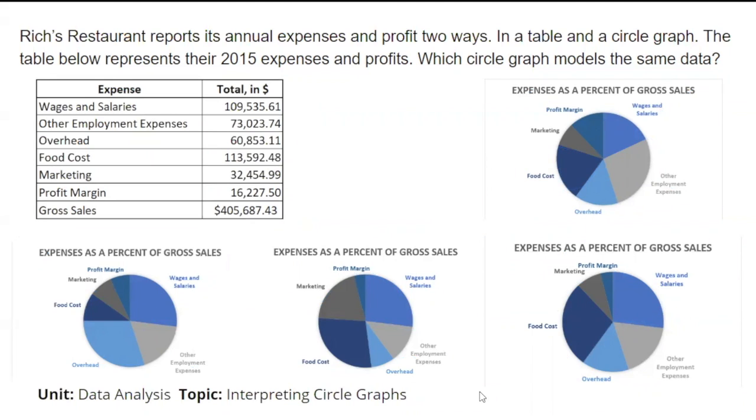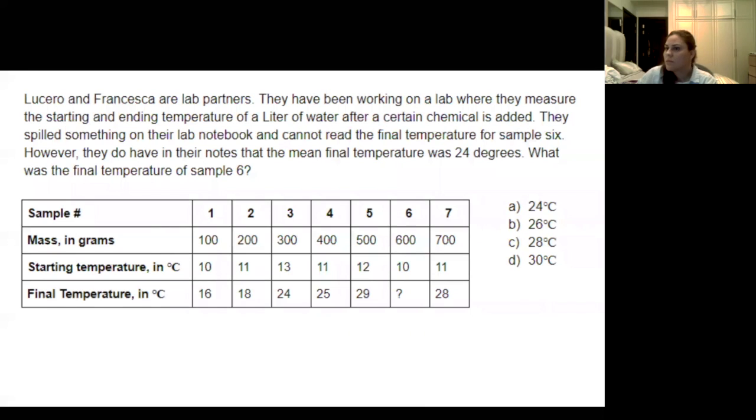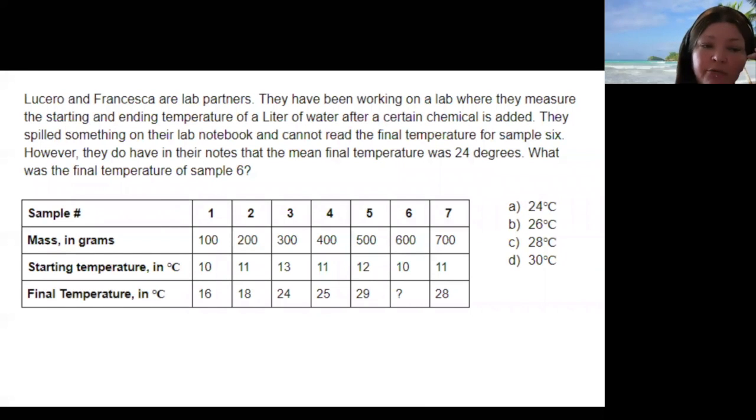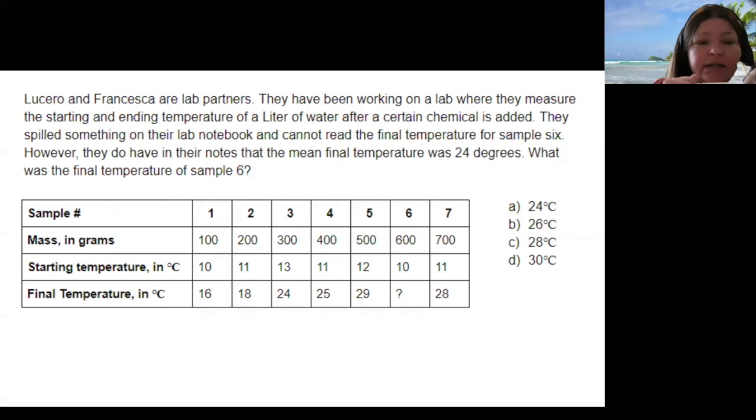This is the topic of data analysis. This is from the Interpreting Circle Graphs class. Lucero and Francesca are lab partners. They have been working on a lab where they measure the starting and ending temperature of a liter of water after a certain chemical is added. They spilled something in their lab notebook and cannot read the final temperature for sample 6. However, they do have in their notes that the mean final temperature was 24 degrees. What was the final temperature of sample 6?